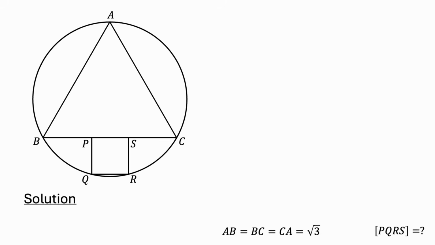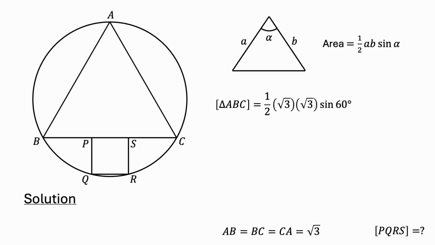And now for the solution. First, let's calculate the area of triangle ABC. To do that, recall that given a triangle with sides a and b and included angle alpha, the area equals half ab sine alpha. Since the interior angle of an equilateral triangle is 60 degrees, the area of triangle ABC equals half times square root 3 times square root 3 sine 60 degrees. Since sine of 60 degrees equals square root 3 over 2, the area equals 3 square root 3 over 4 square units.